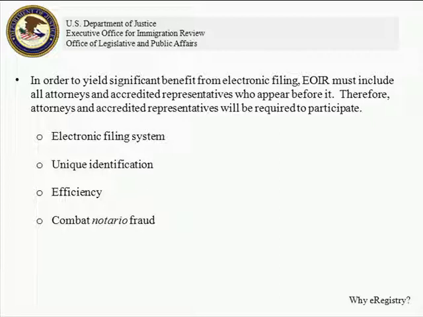Also, you'll have a unique EOIR ID number that you'll be required to put on any EOIR 27 or 28, and that will assist adjudicators in more readily identifying your status as a registrant with the courts and the board.